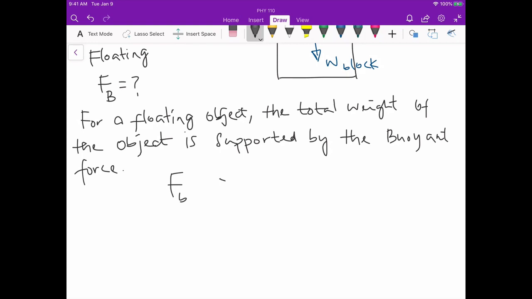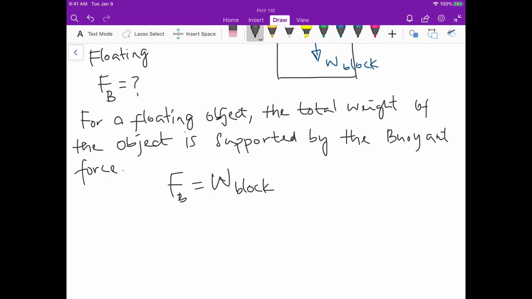F_B is for buoyant. Its weight is completely supported by the buoyant force. The two are cancelling each other. One is acting up, the other one is acting down, and the two are cancelling each other. That's why the block is not sinking or rising.